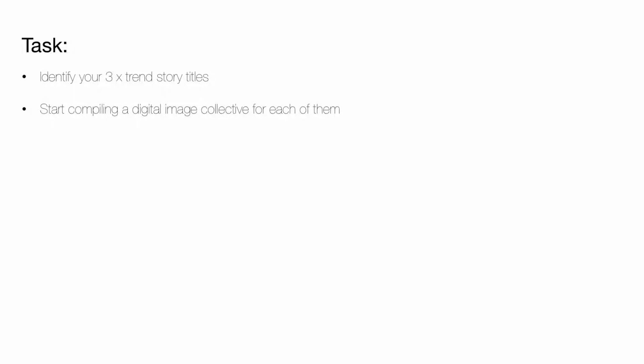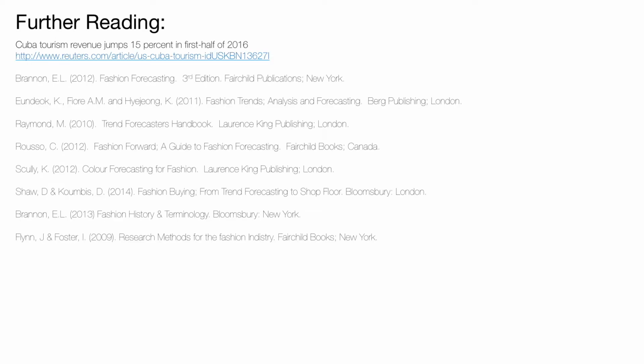Task. This week, identify your 3 trend stories and their titles. Start compiling a digital image collective from each of them. Remember all the places that you can use to find these images, and make sure that each image is really describing what you want your trend story to tell. Further reading.